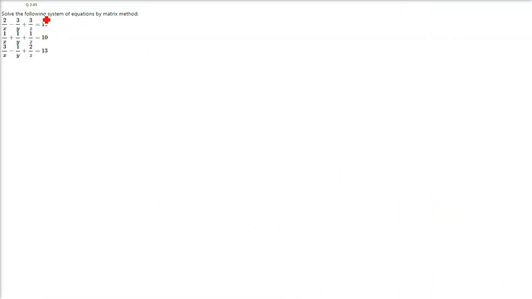Solve the following system of equations by matrix method. Now this can be changed to the question we have already done. So I'll just show you how it is done. Wherever you have this 1 by x, just assume it to be any letter like A. So whenever the answer will come, just take the reciprocal.